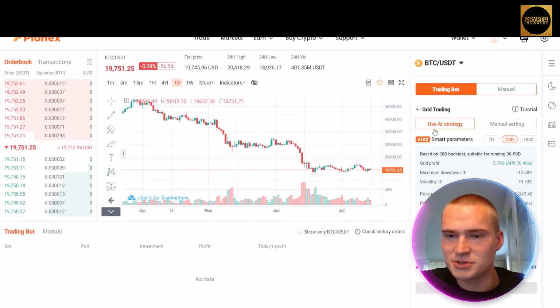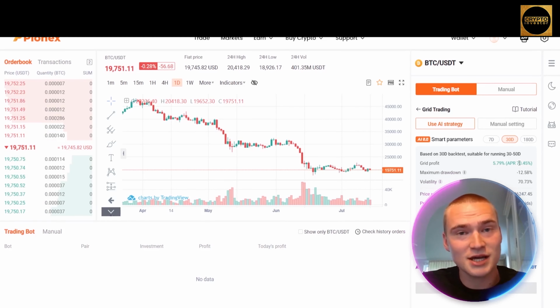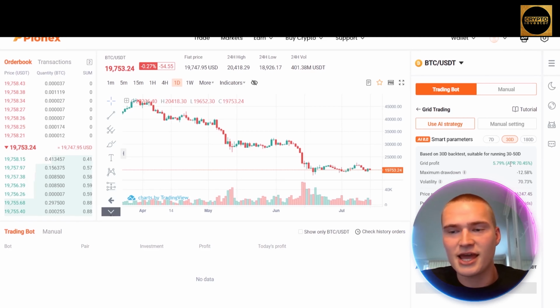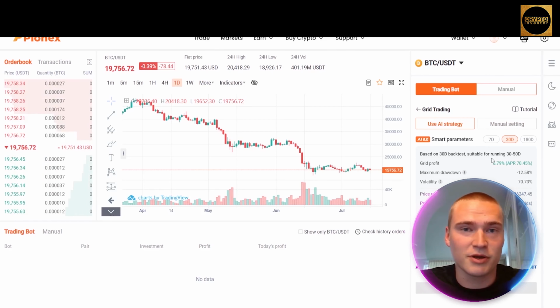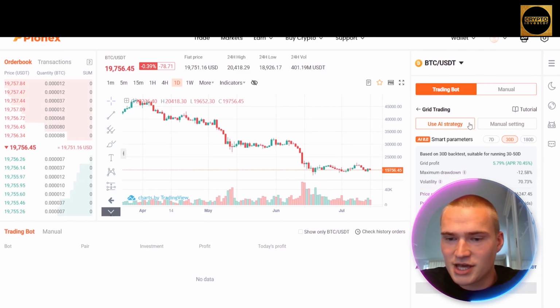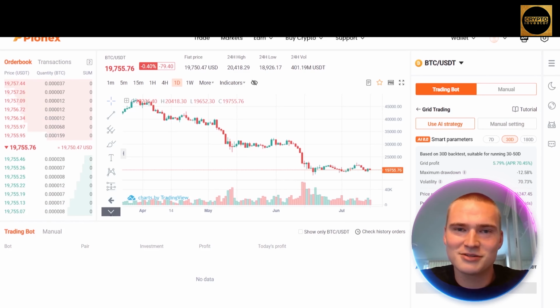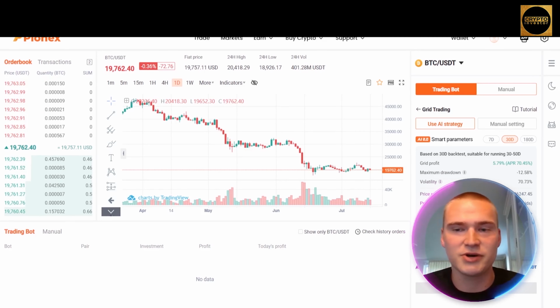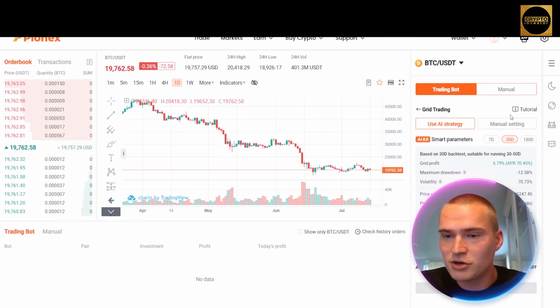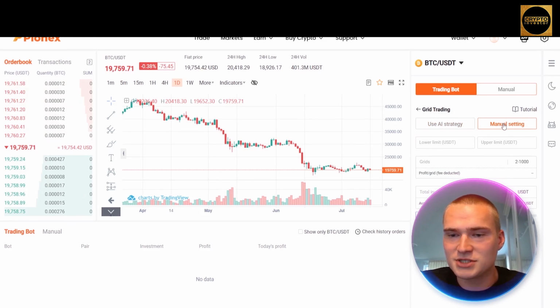Once you press create, you will see the AI strategy. And like we said in the beginning, it's backtested that over the last 30 days, it actually had an APR of 70% profit by using this bot when you backtest it. So you can use the AI strategy where, for example, if you add balance to your Pionex account, you can use this slider to invest a certain percentage of your balance into the AI strategy grid trading bot, but you can also set it up for yourself, the manual setting right here.